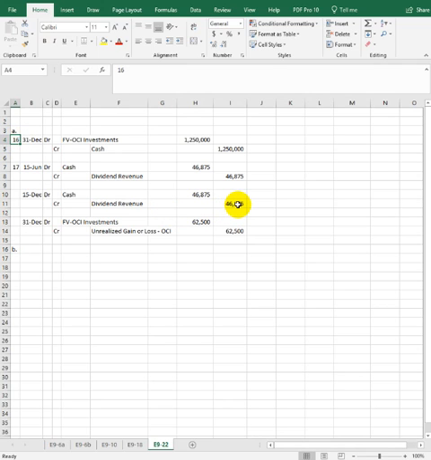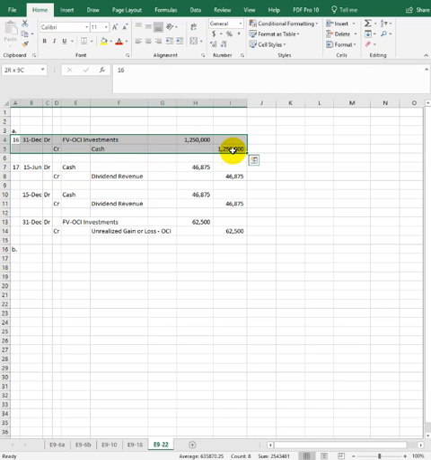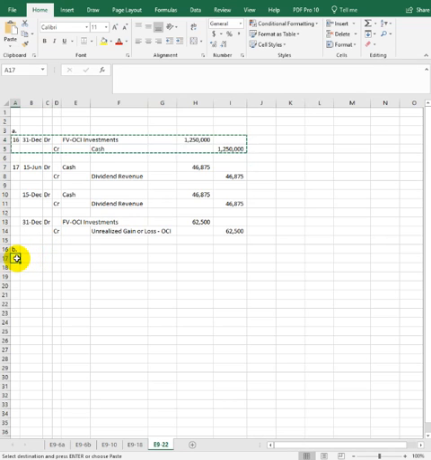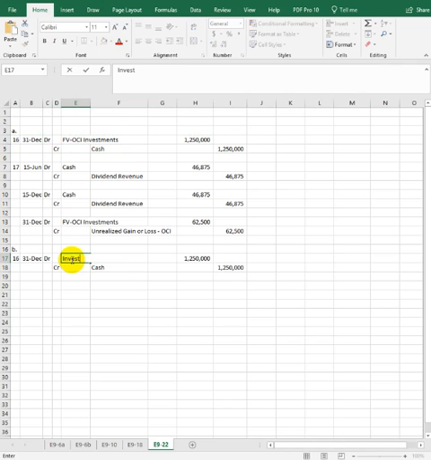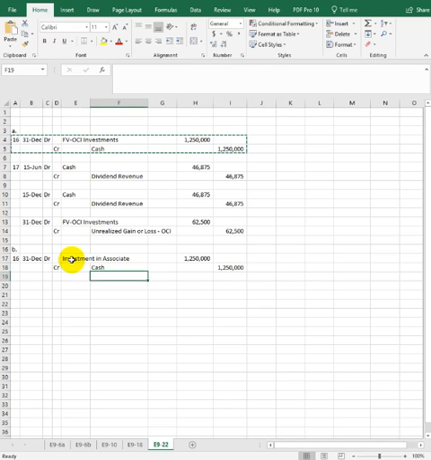No, they wouldn't be, because that's the cost method. Sorry, let me back up again. The first entry would be the same, except for the fact that it's not a fair value through other comprehensive income investment. Just put that there. It would be a significant influence investment, an investment in an associate. Of course, the amount of cash paid is still the same, so we're just doing the accounting.